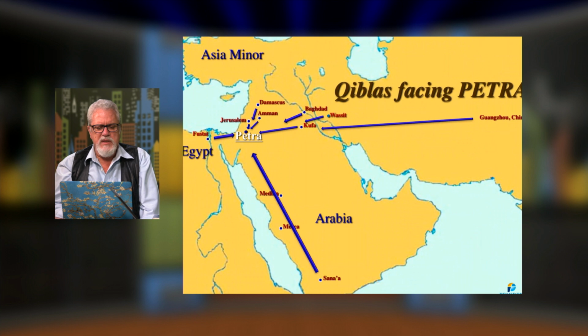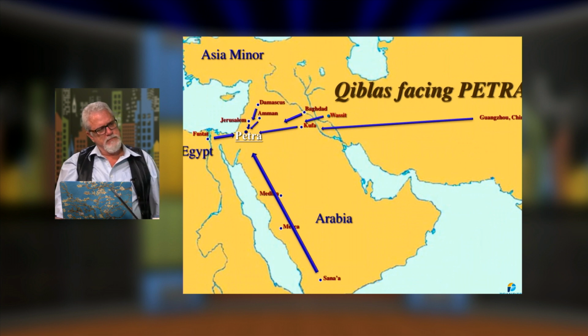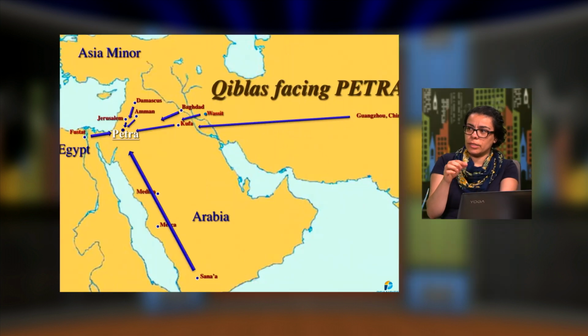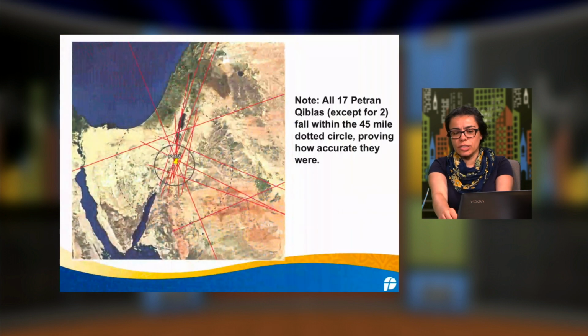Now we pull back and show what we're talking about: Guangzhou, Baghdad, Wasit, Kufa, Damascus, Amman, Jerusalem, Fustat, and Sana'a. All of them are completely facing Petra. They're not facing Jerusalem, and they're certainly not pointed towards Mecca. I don't think we can say it's exactly the point of Petra, but it's only missing by a couple of degrees. In lots of occasions, it's less than a couple of degrees.